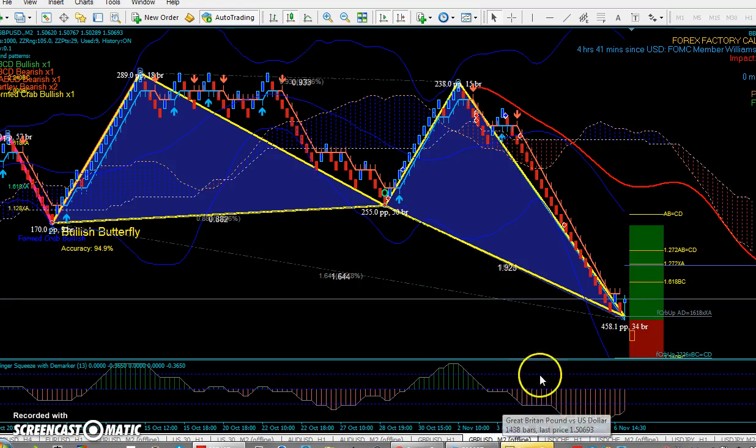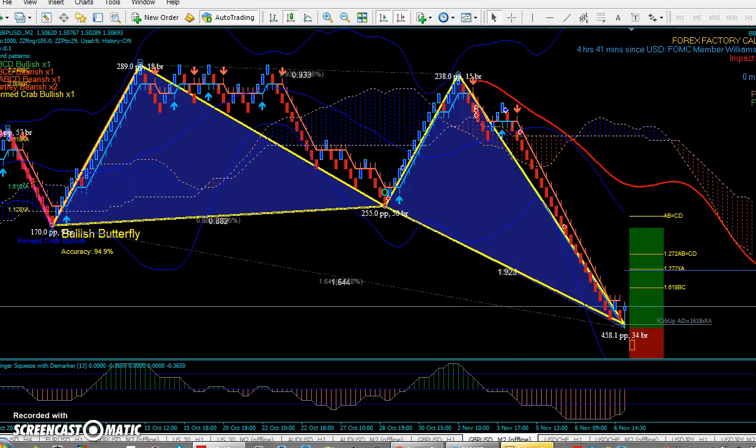Let's look at the pound. This is the pound sterling. Nice formation, a bullish butterfly. Accurate 94.9%. And here we are, we're building one brick on the Renko here. Okay, we've got a formation here, which is confirmed by two software that I have.